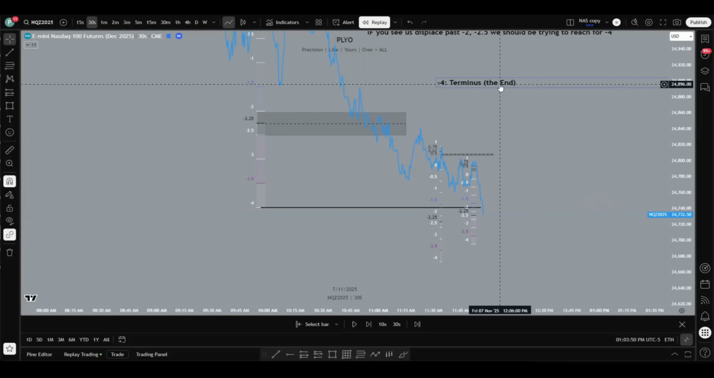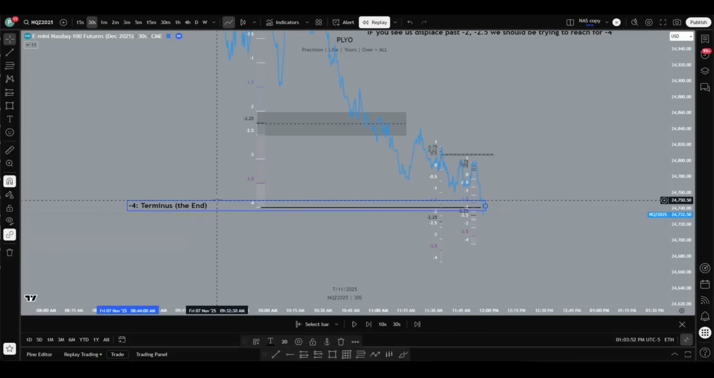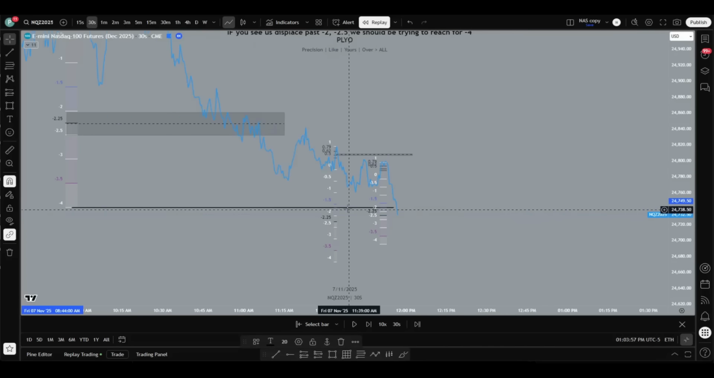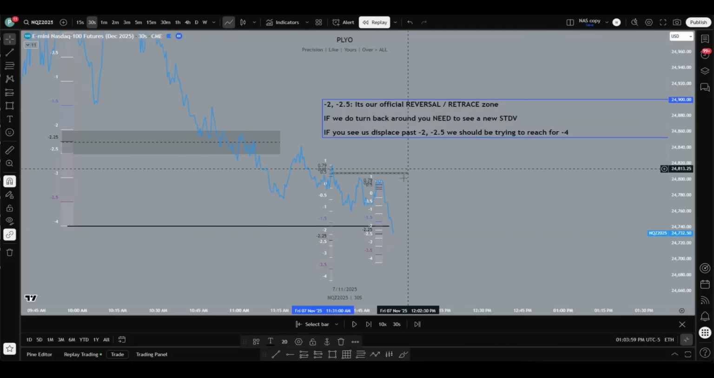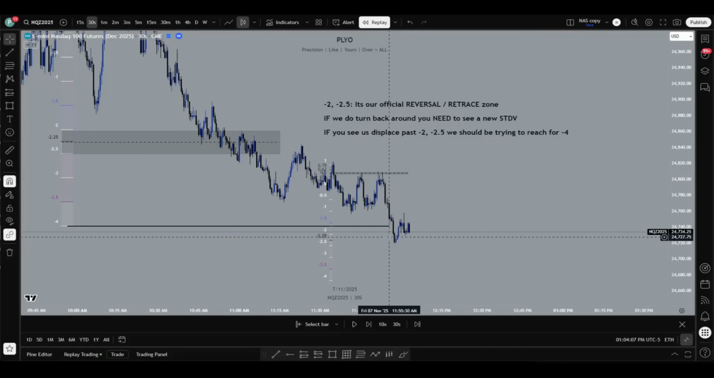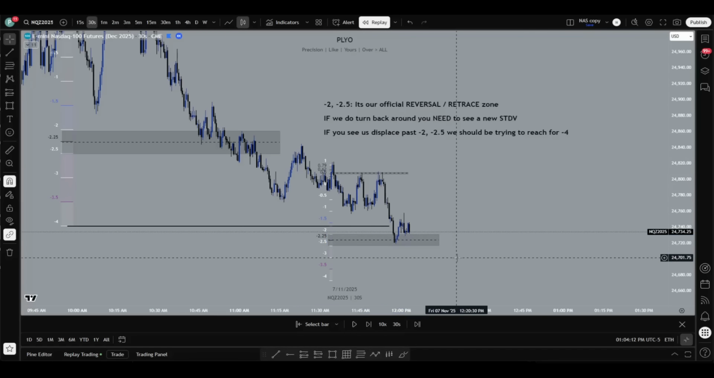Remember, what does -4 mean? The end. If this is the end of the parent leg that started the entire move and we have -2s down here, remember, -2s are our signs of reversal. There's a pretty decent chance we might actually reverse once we come down here. Let's see what happens. Okay, it looks like we're trying to. If I ignore that little mini one, it looks like we're kind of holding this one.